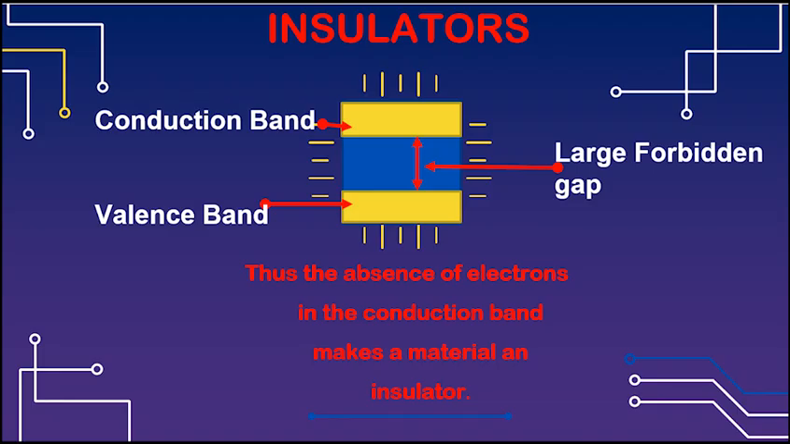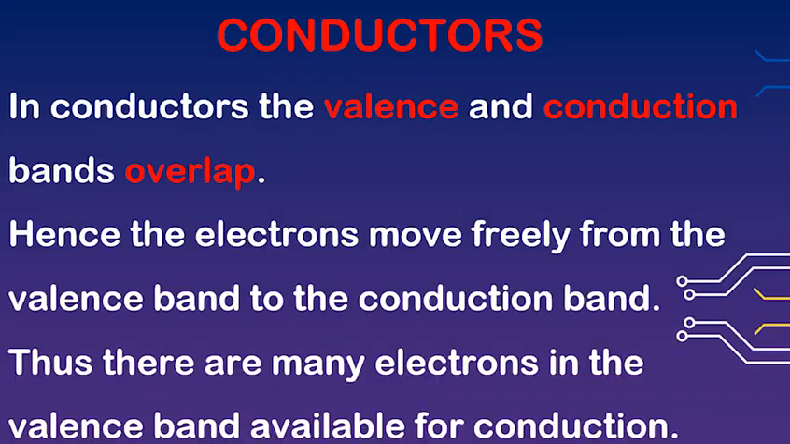Insulators. Insulators do not conduct electrical current. There is a large gap between the empty conduction band and the completely filled valence band. This makes it difficult for an electron to cross the forbidden gap to the conduction band. So in simple terms, the conduction band does not have electrons, and the electrons present in the valence band are not able to reach the conduction band because of the large gap between them. Thus, we can say the absence of electrons in the conduction band makes a material an insulator.